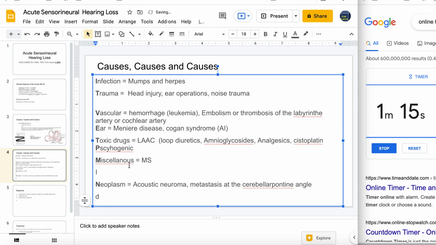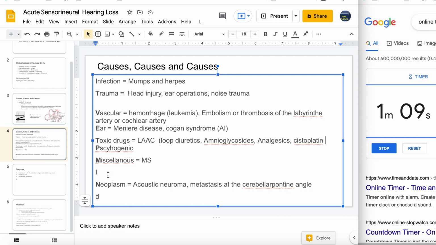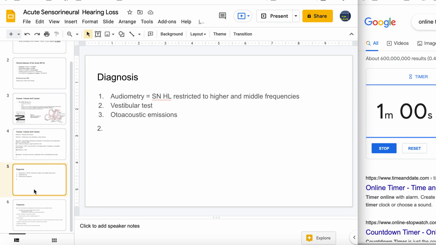We have psychogenic, we have miscellaneous, such as multiple sclerosis, and neoplasia, meaning acoustic neuroma, metastasis to the cerebellopontine angle. Remember that cranial nerve number 8 is going to be very close here. Acoustic neuroma, again, remember it's going to be a schwannoma. It's a vestibular schwannoma, so the tumor of the Schwann cells.